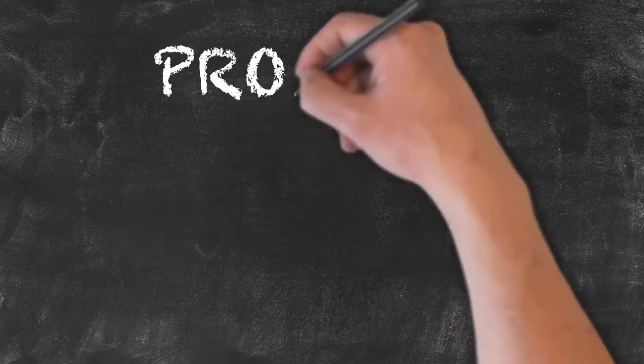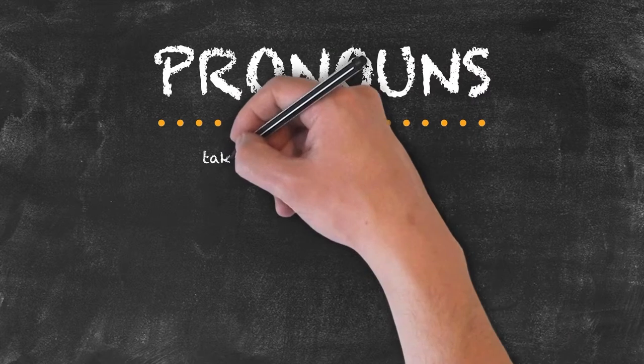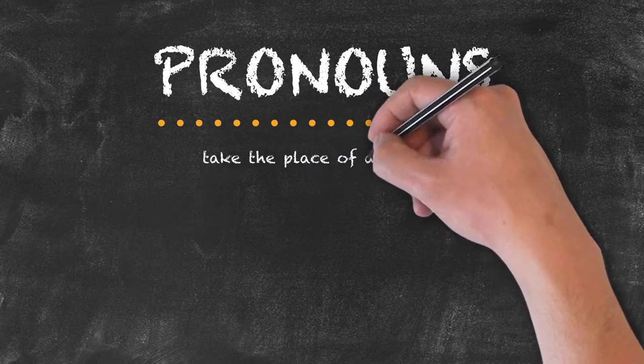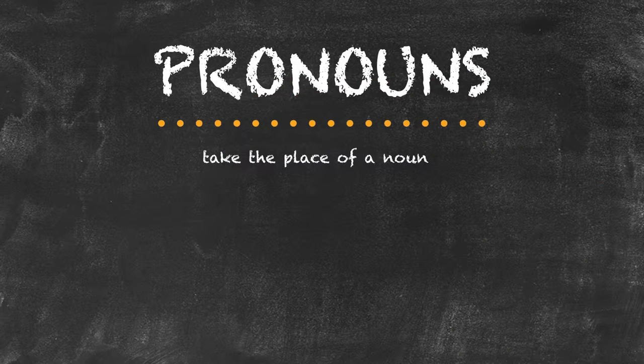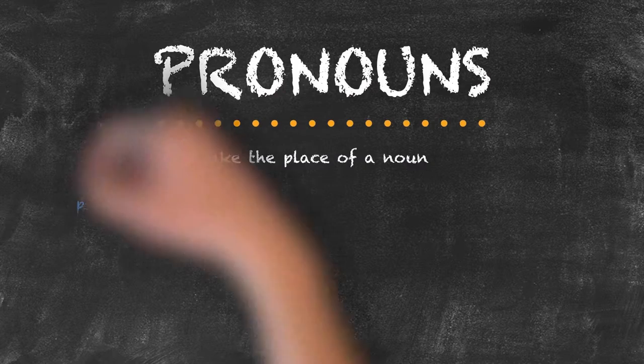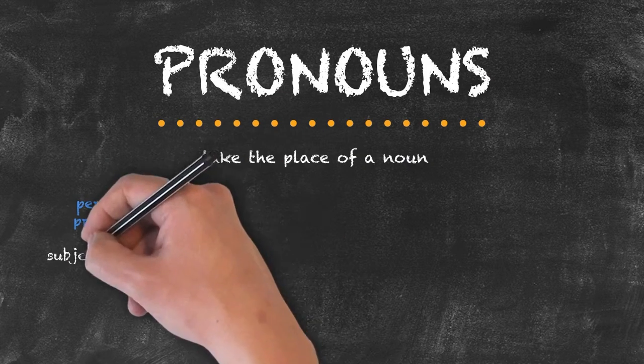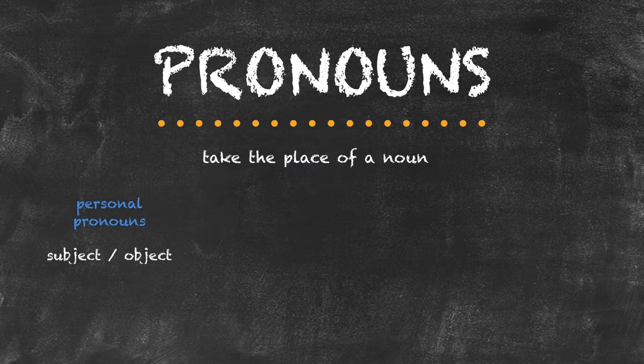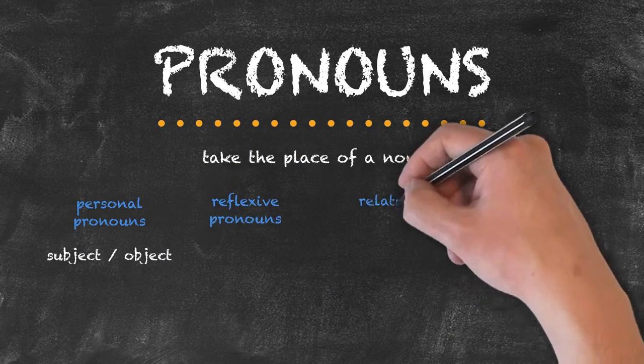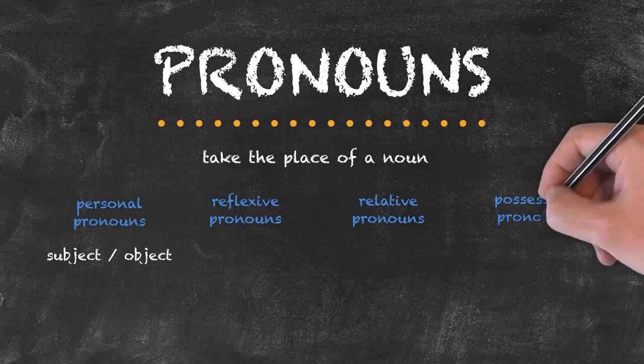And now let's look at the pronouns. Simply put, pronouns take the place of a noun. We have various types of pronouns. They are personal pronouns, which can either be subject or object. We have reflexive pronouns, relative pronouns, and possessive pronouns.